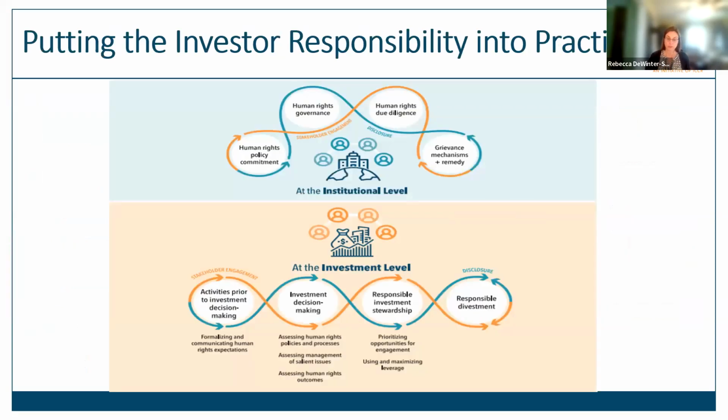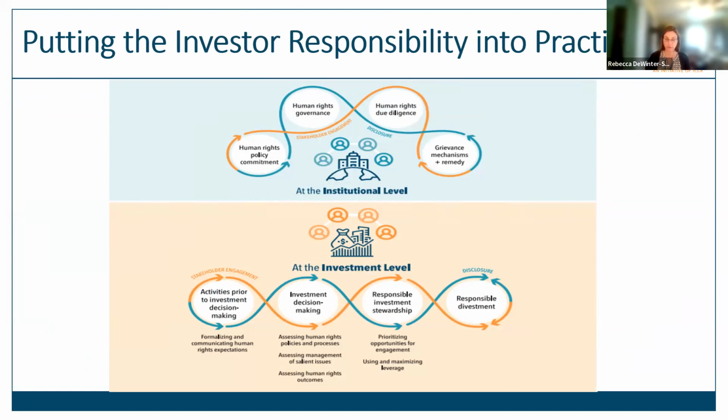Finally, I just wanted to share with all of you this diagram. This is taken from our investor toolkit for human rights. And it outlines how investors are to undertake human rights due diligence, both at the institutional level, at the level of the organization as an institutional investor, and at the investment level.